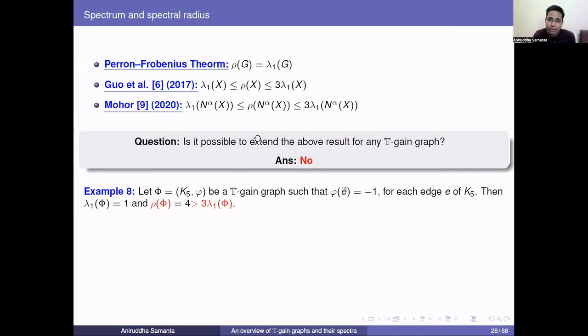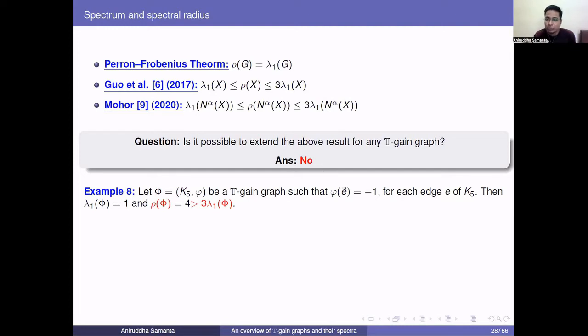Now, if we look into the proof of this result, we can see the real parts of the entries of these matrices are non-negative, and that plays a crucial role in proving this result. However, when we consider any T-gain graph, the real part of the entries of the associated adjacency matrix may not always be non-negative. We can sometimes have negative ones also. So that is a problem. That's why it is not possible to extend these results to an arbitrary T-gain graph.